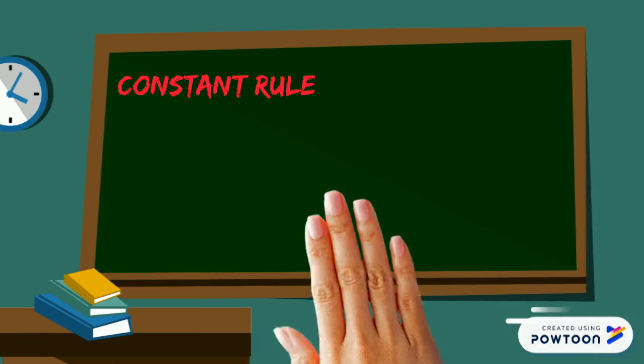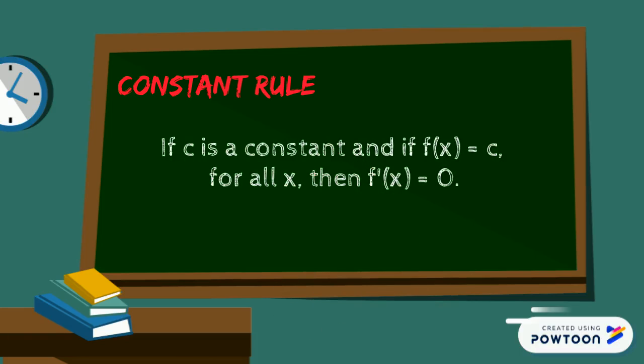Constant rule of differentiation. If c is a constant and if f of x is equal to c, for all x, then f prime of x is equal to 0.